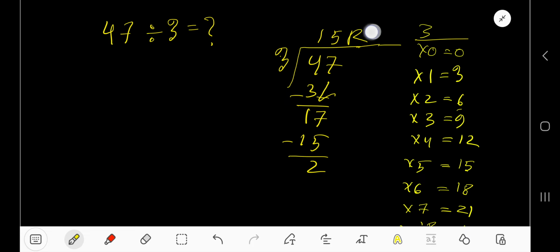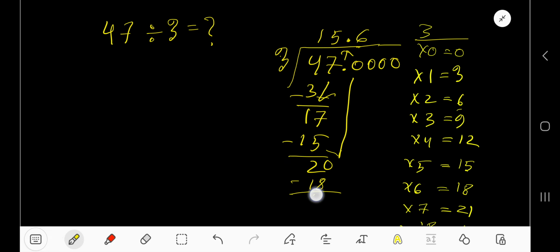If you want to write your answer in decimal form, then put a decimal here and add any number of zeros according to your need. Bring down the first zero, but before this zero there is a decimal. The decimal must come to the quotient directly. 3 goes into 20 how many times? 7 times 3 is 21, which is greater, so 6 times.